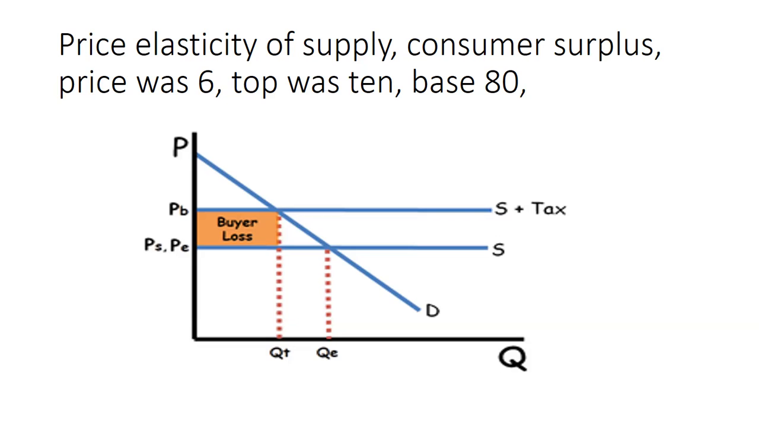Okay. Then, and I don't have these exact numbers on this graph, but they wanted you to figure out consumer surplus. The price was 6 and the top was 10, so the height was 4, 10 minus 6. The base was 80. So 4 times 80 is 320, divided by 2. Half base times height. So you got 4 times 80 is 320, divided by 2 is 160. So there was the point for that.